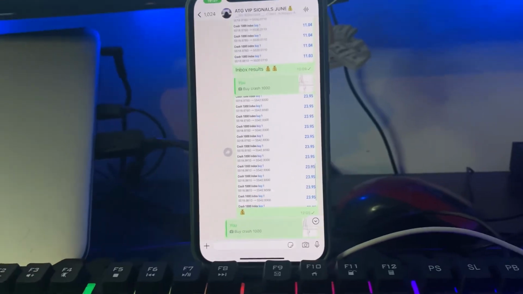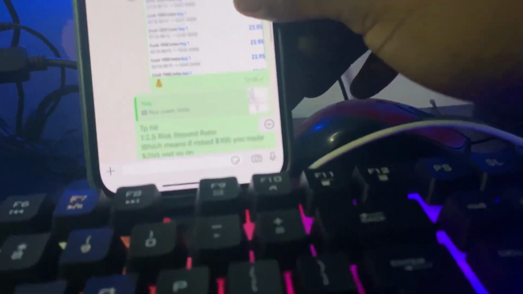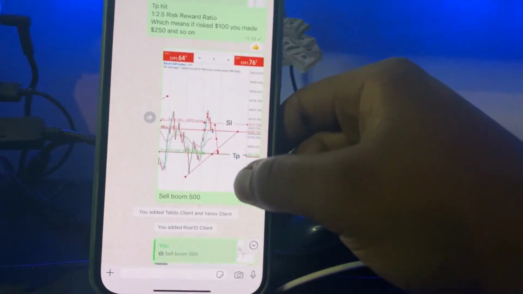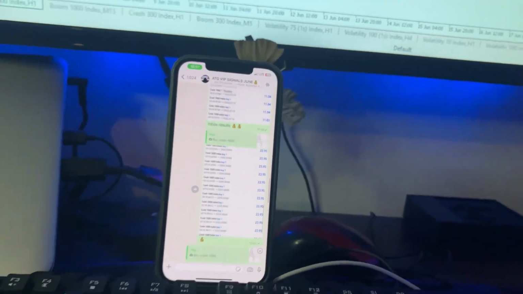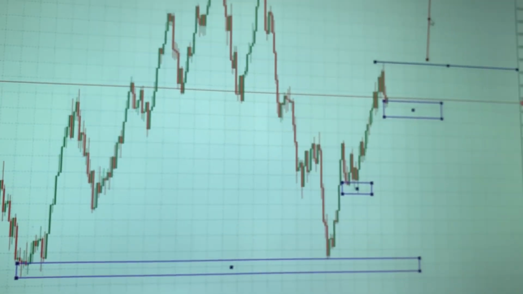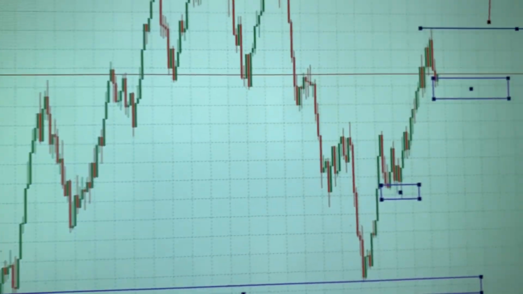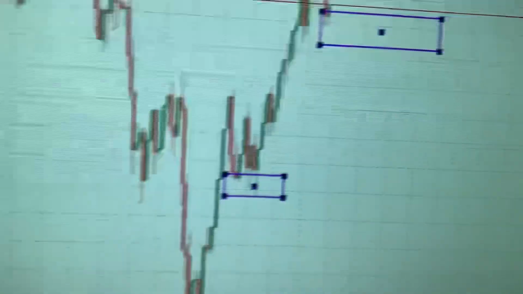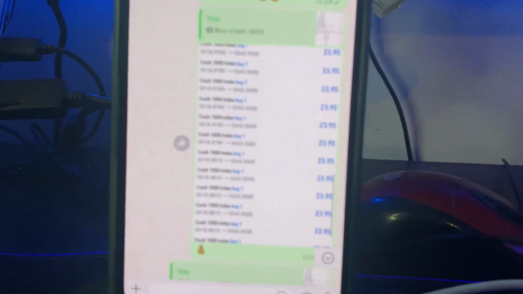But today we made so much profit with 3 trades, 2 of them were on the same index, which was Boom 500, and the other one was Crash, and we crushed it.